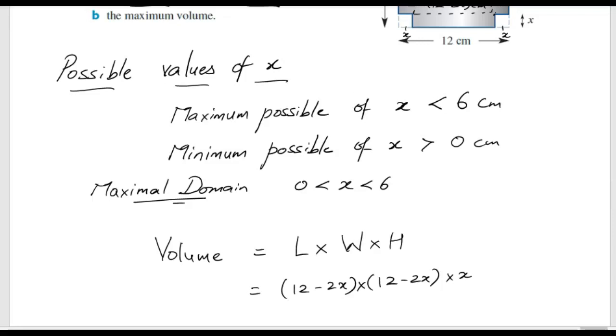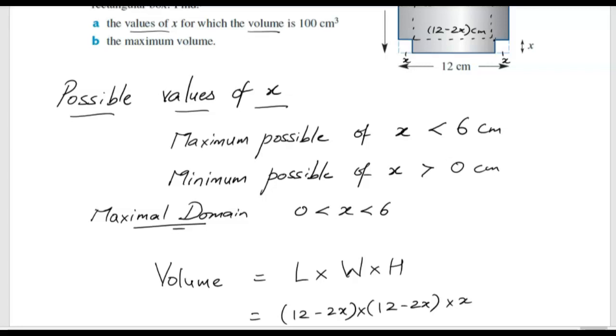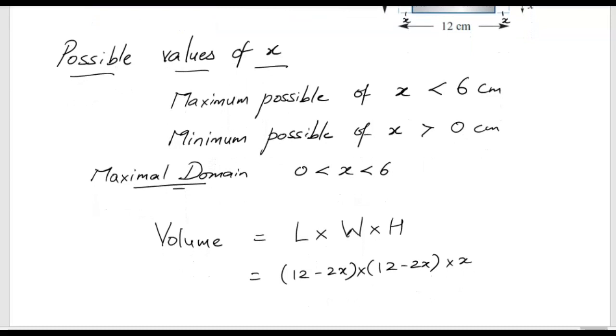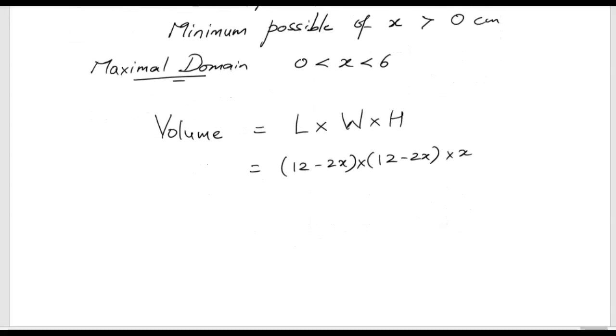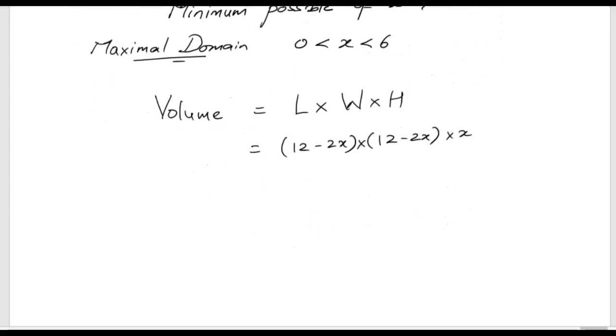Now that we have established an equation for the volume of the box, there's a couple of things we could do. We can expand it, and we can also sketch this in the form of a cubic function. If I sketch this as a cubic function, minus 2x times minus 2x times x is going to give me a positive 4x cubed, which tells me that this is going to be a positive cubic function.